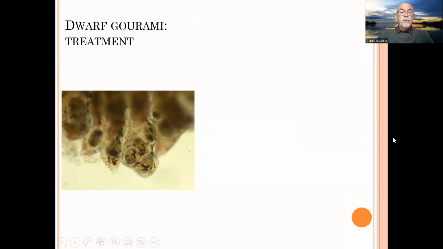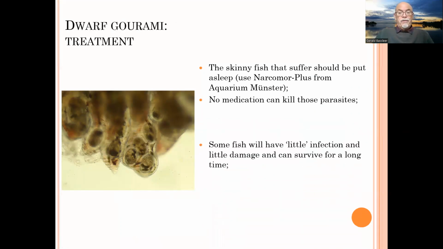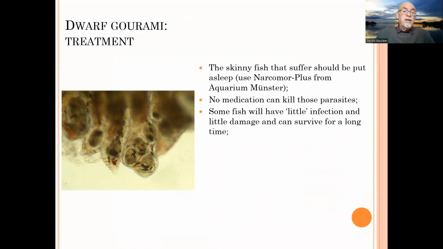So to treat this, well, you can imagine, to treat encapsulated worms, those fish that suffer very badly, they will die. You better put them to sleep with a product like Narcomor-Plus, which is a tranquilizer from Aquarium Münster. No medication will kill those parasites. Some fish might have little infection, only very few of those Metacercaria, and so there is little damage, and they can survive much longer, or they will survive forever. That's hard to say unless you examine the fish. But at least you know that the very badly damaged ones will die.